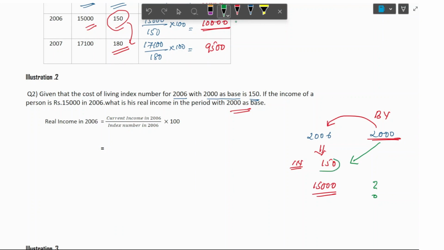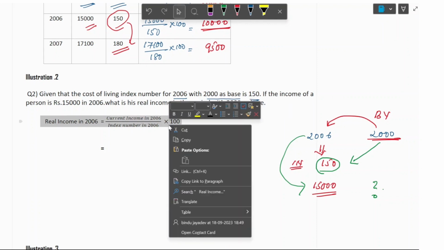That means here 150 is a cost of living index number compared with the base year 2000, and he is earning in 2006, that is 15,000 rupees. Actually in effect, what is his income? Okay, therefore here 2006 real income you need to find. Therefore what's the formula? Real income in 2006 equal to current income in 2006 divided by index number in 2006. Same formula, I just add that year.